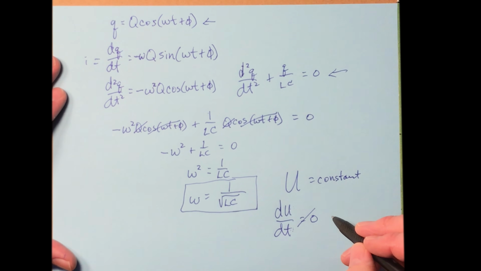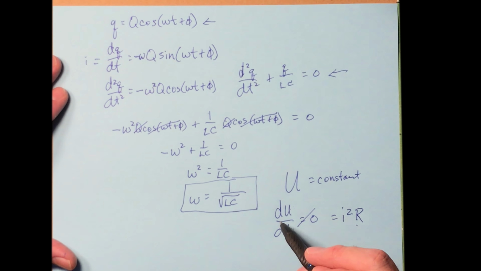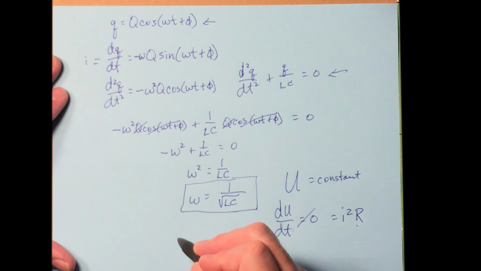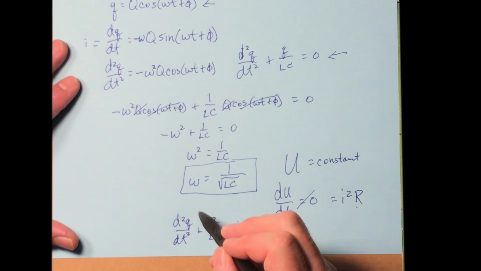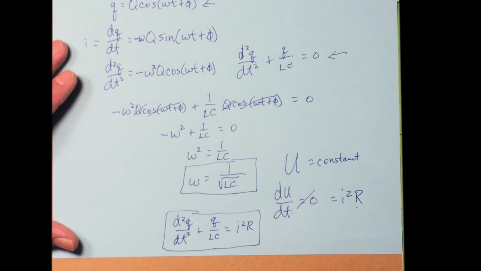So what is it going to equal? It's going to equal I squared R. That's the rate at which energy is lost. So that changes the solution if we do that. So we have d squared q/dt squared plus q over LC is no longer equal to 0, it's equal to I squared R. And whenever we try to solve this one, we're going to get more than one solution, to be honest. We get a whole mess of solutions.